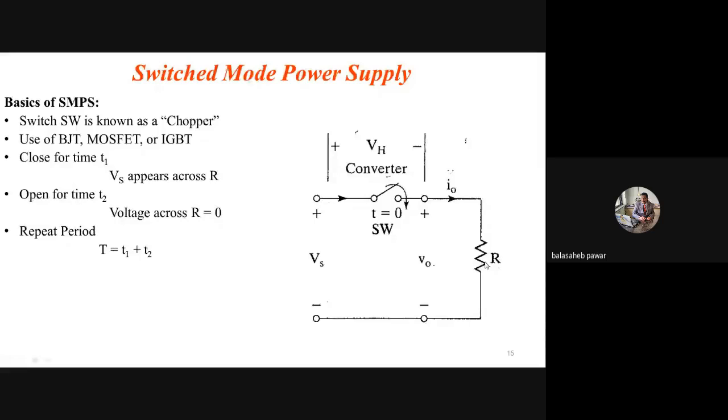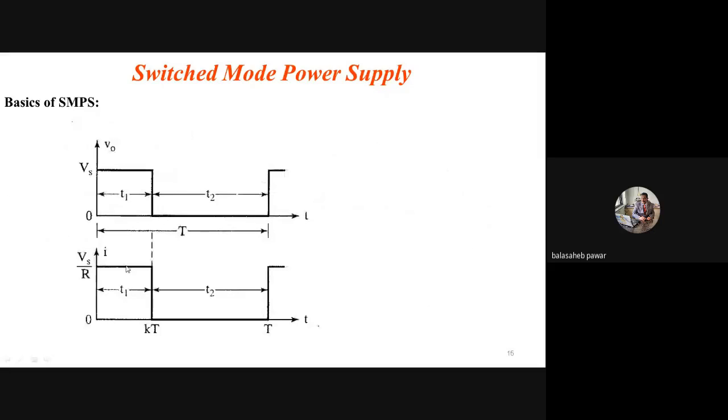So that switch, if it is closed for time period T1, yesterday I took it as T on, and T2 as T off. Here, just correlate it to the repetitive period for that switch. It will be capital T equals T1 plus T2, right? Already we covered this, so we're not going to waste much more time over here.